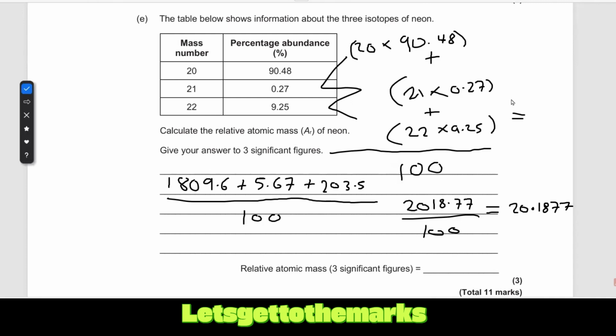This has got us 2 marks, but it's 3 sig fig. What does that mean? Starting from the left, ignoring any zeros before the decimal, and we don't have any zeros. Starting from the left, include the first 3 figures. So 20.1. However, as the 8 is greater than 4, so if you go into 5, 6, 7, 8, or 9, you're going to push that up to 2. So we're going to represent that as 20.2, and that is going to get you the last of the marks.